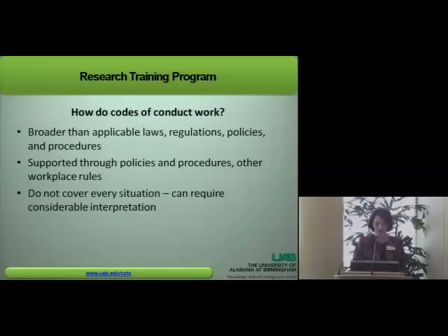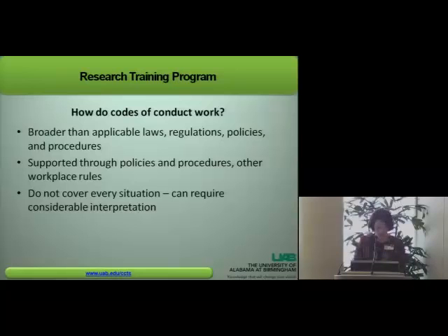So how do codes of conduct work? Generally speaking, codes of conduct are written very broadly. They're much more overarching than applicable laws, regulations, policies, and procedures. Some codes of conduct are limited to the more legal aspects of compliance, but most are a little bit broader and, again, define what it means to be ethical, not just legal.